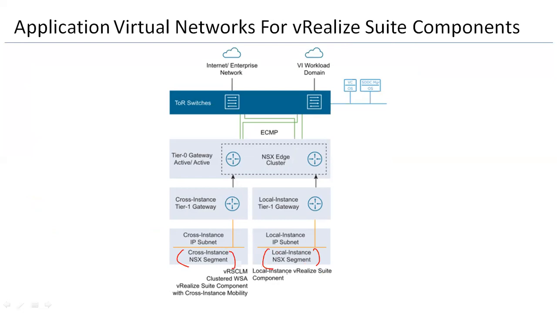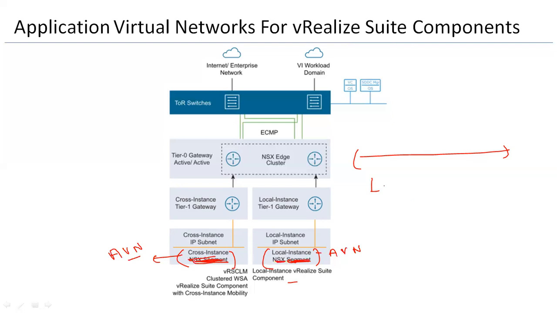The important thing we have to understand is where we should use the local instance. The local instance segment is for local instance ARIA Suite components. So this is my local instance NSX segment, or better to say, the local instance AVN. And this is the cross instance AVN. Now let's understand where we should use the local one and where we should use the cross region, or X region, as we sometimes say.